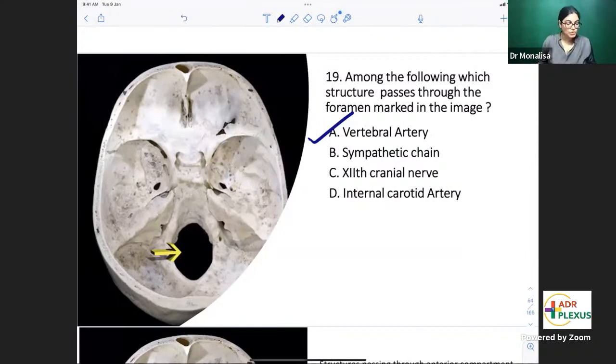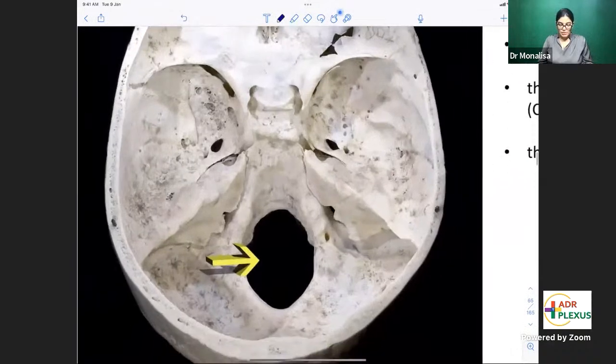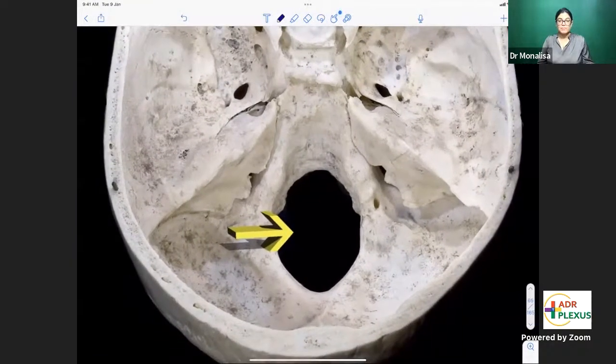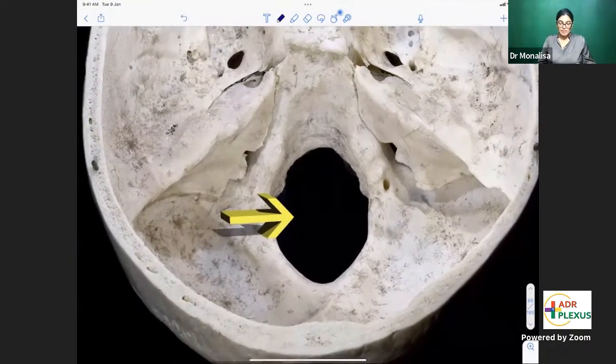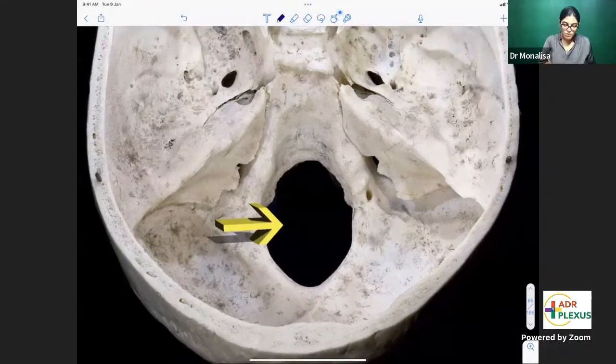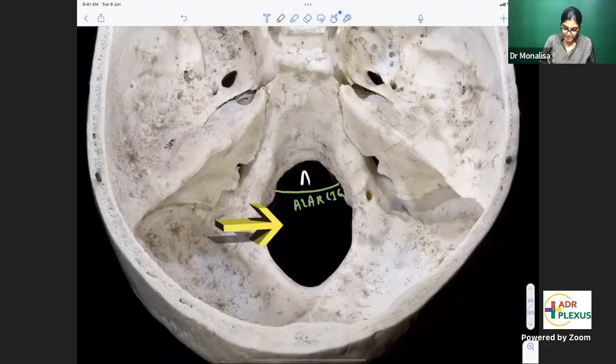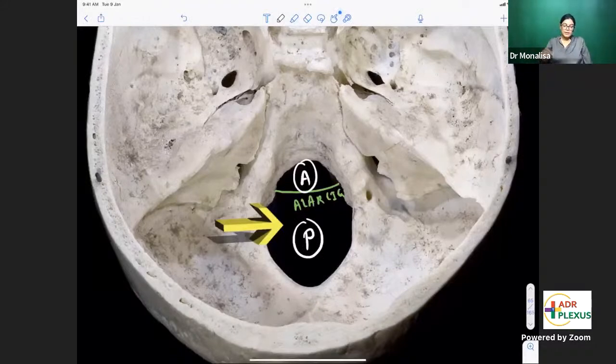Actually, this is an important foramen of the posterior cranial fossa. So let me first enlarge this image. In this image, you can see the posterior cranial fossa. There is an attachment of alar ligament, and this alar ligament is dividing it into two compartments. One is A anteriorly and P posteriorly. Here, A stands for anterior.